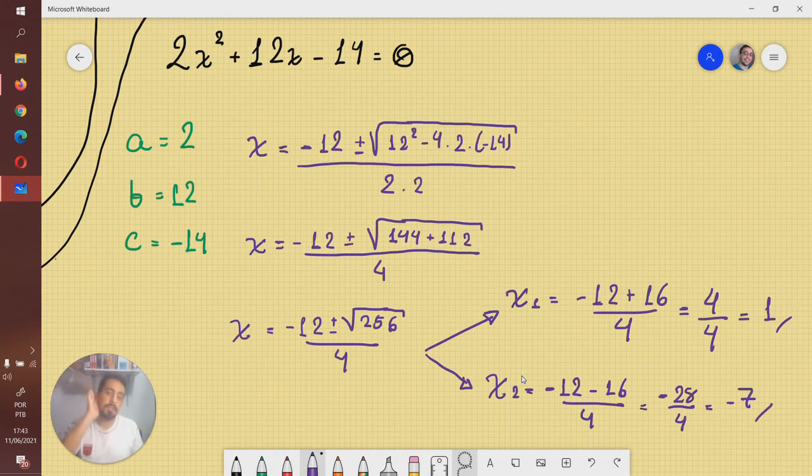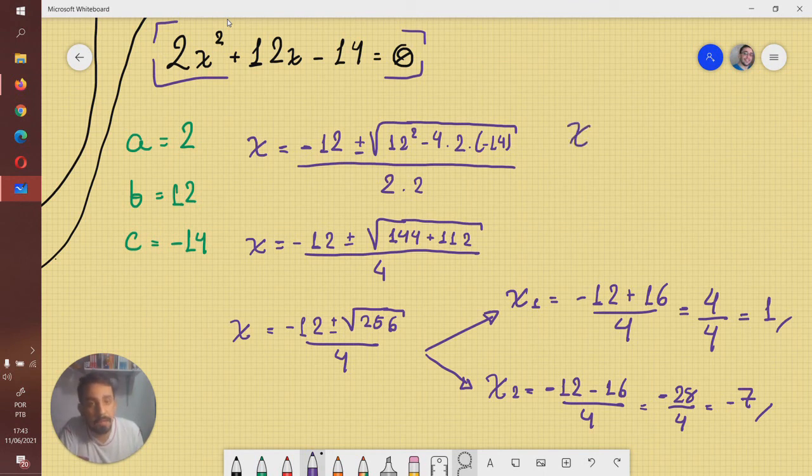So our two possibilities to make such an equation here with those numbers, 2, 12, and negative 14, to be true, in order to have 0 as a result, this x here and this x here can be replaced by number 1 or negative 7. So what are the possibilities for me here? x is equal to negative 7 or 1. This is how we find it.